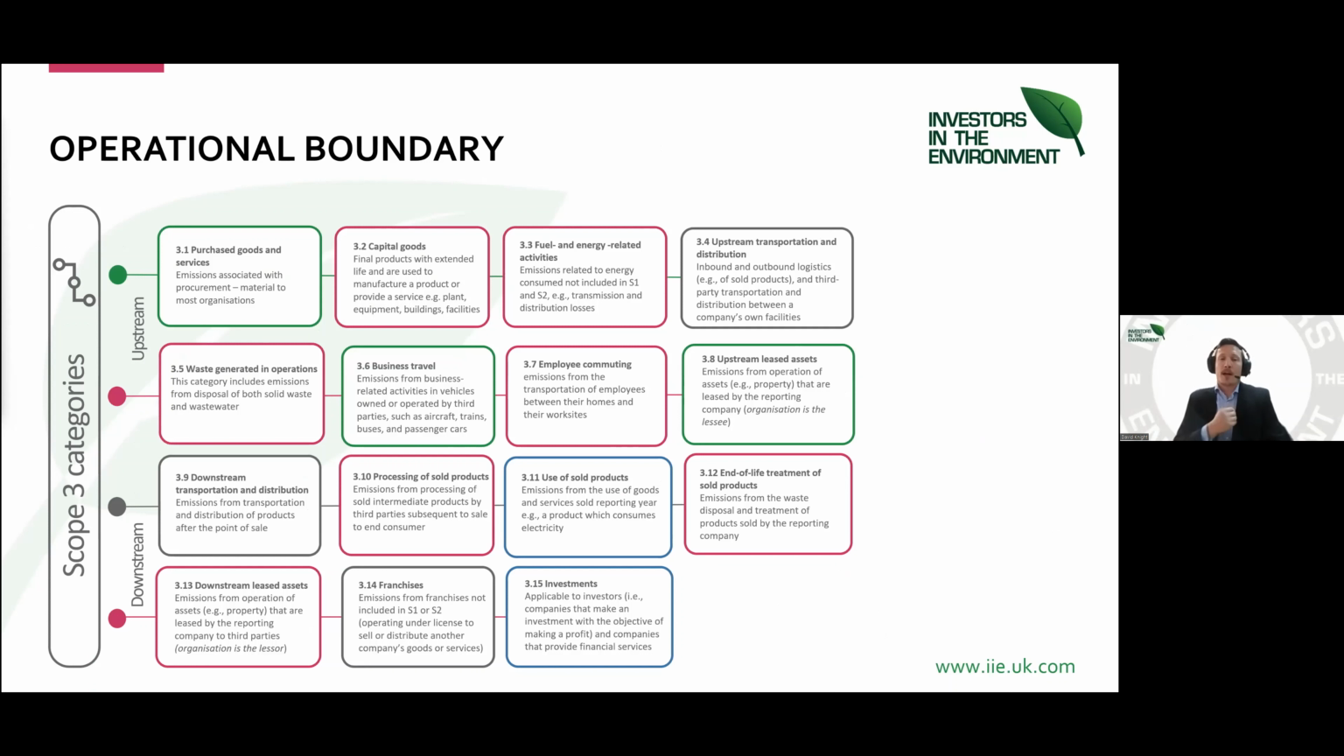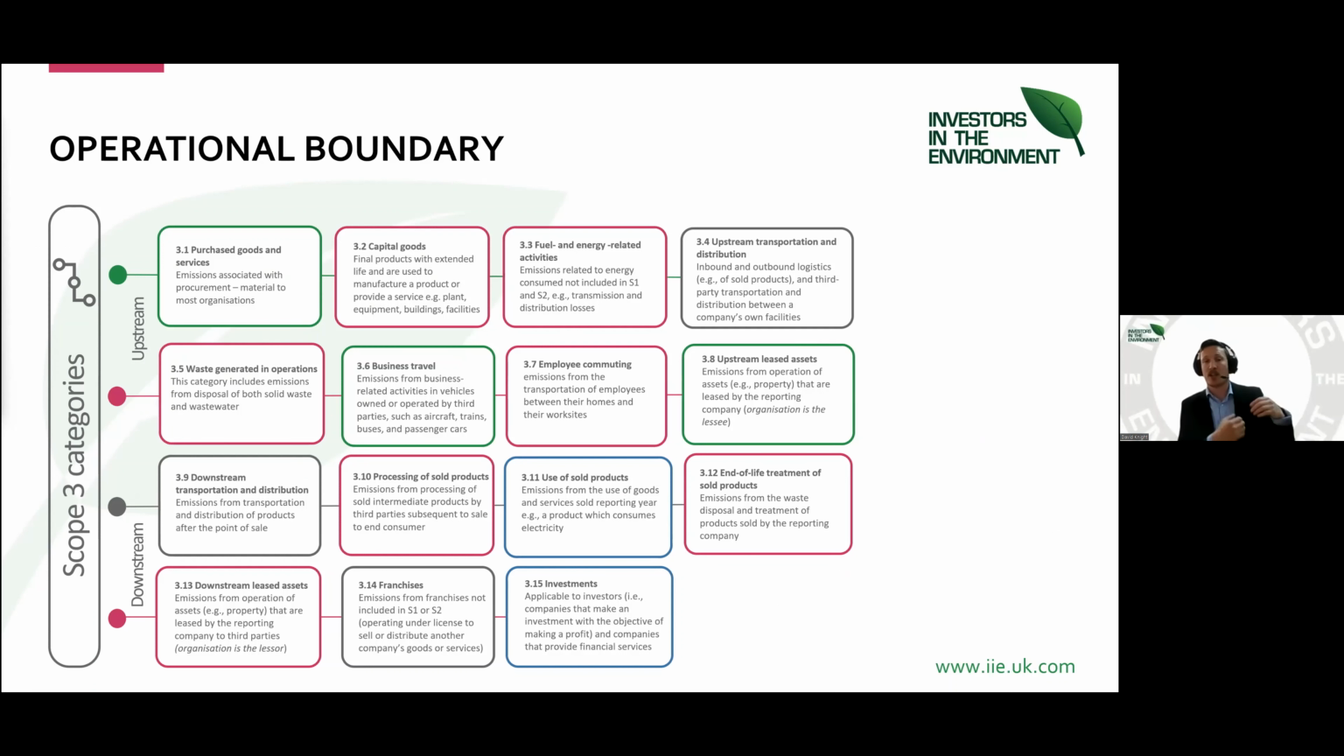So under the GHG protocol, what they've essentially done is they've broken down the scope 3 emissions into 15 different classifications within your value chain. These are split into 8 categories for upstream, so anything that comes into the organization, and 7 categories for downstream, so anything that leaves the organization.